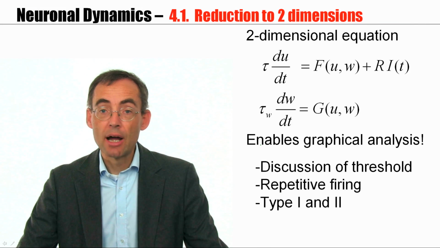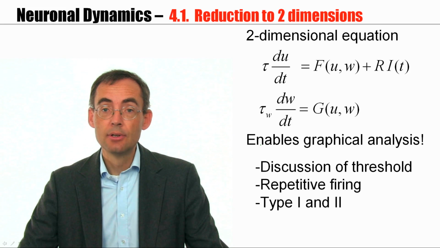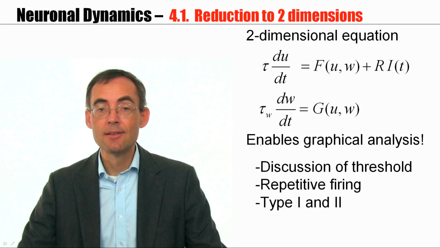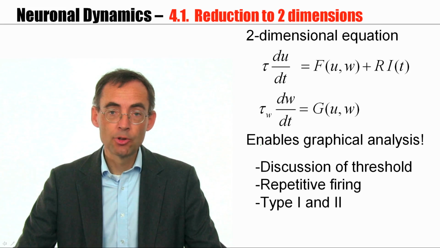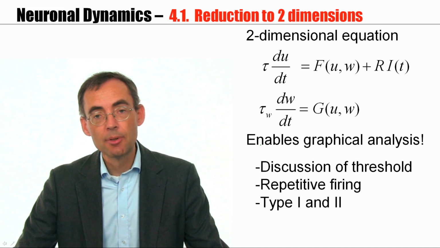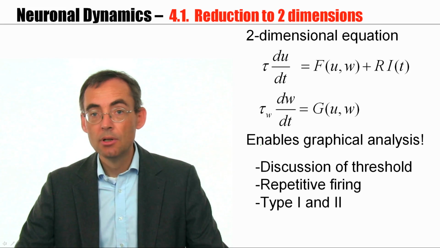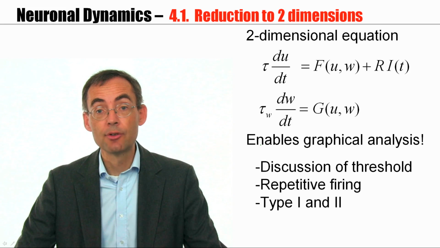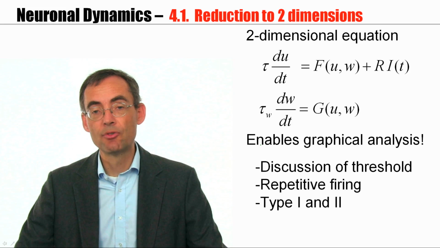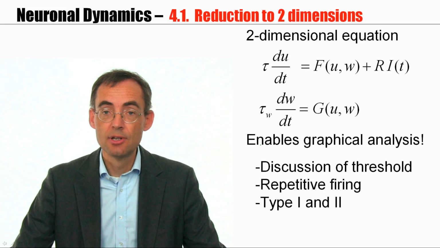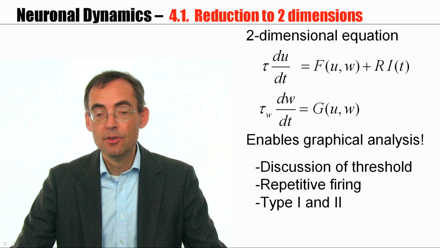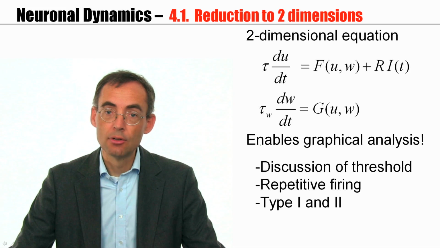And therefore, we arrive at a final set of two equations. The voltage variable is characterized by the membrane time constant tau, and on the right-hand side, we have some function f of u and w. The w variable is characterized by a time constant tau w, and on the right-hand side, we have some arbitrary function g of u and w. With such a two-dimensional system of equations, we can do marvelous things. We can analyze the behavior of the neuron models. And this is the topic of the following few lectures.